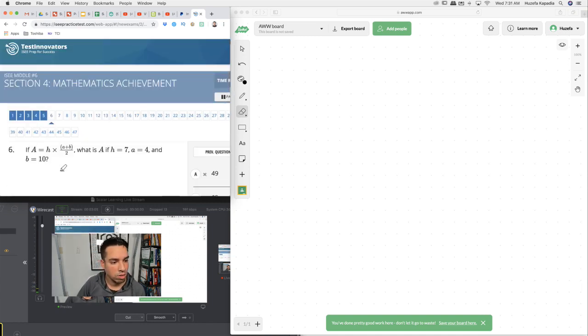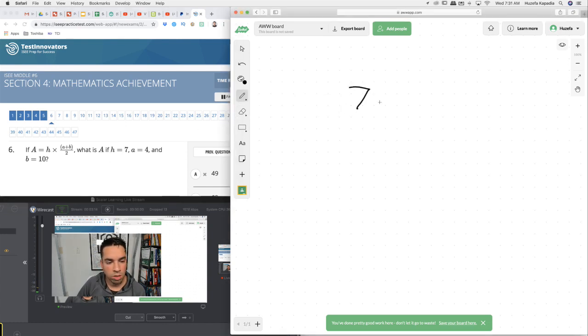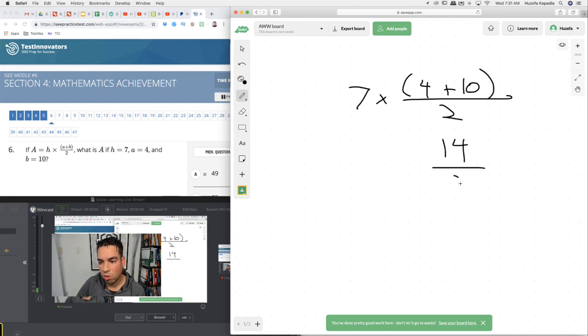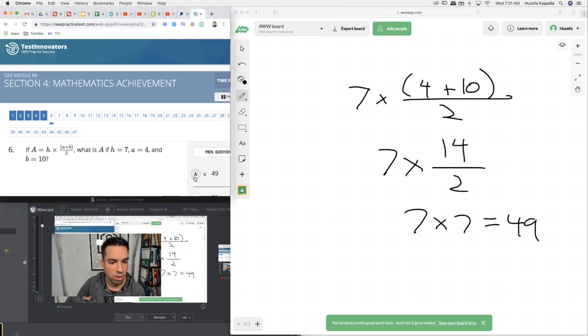Next, A equals this times this. This is a formula for area of a trapezoid. Actually, what is A if, okay, we just plug in. H equals 7, A equals 4, and B equals 10 over 2. Now we just do the order of operations and solve. 4 plus 10 is 14 over 2. 14 over 2 is just 7. 7 times 7 is 49.